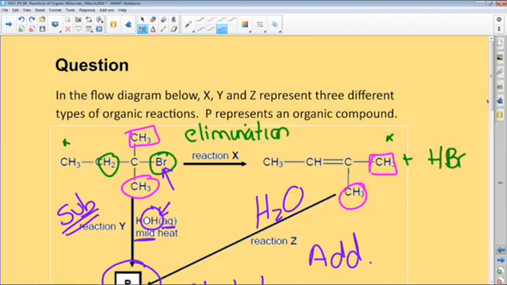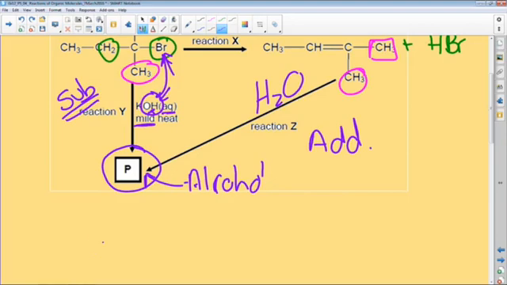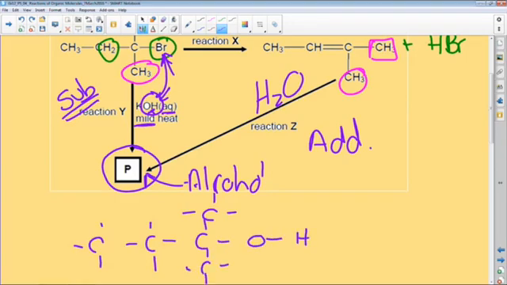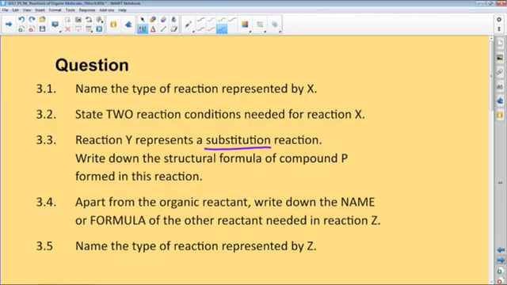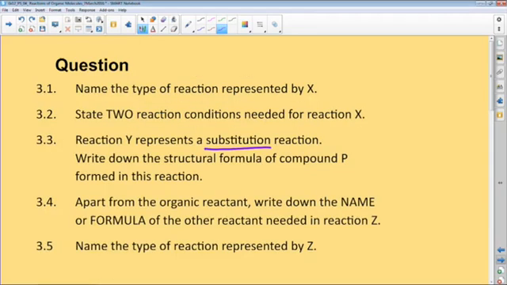So when we go back here, that OH substitutes the Br. So it's actually not so hard, it's the same thing, but remember, be careful here. When you draw it out, you draw all the hydrogens, okay? And that becomes an OH, straight substitution. Okay, it makes an alcohol. Then they say, apart from the organic reactant, write down the name or formula of the other reactant needed in reaction Z. Oh, wait, look there. Done. Water. And then the last question, type of reaction. Oh, wait, we did that too.